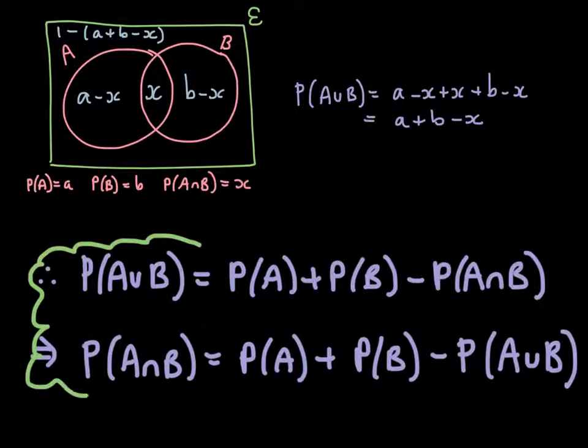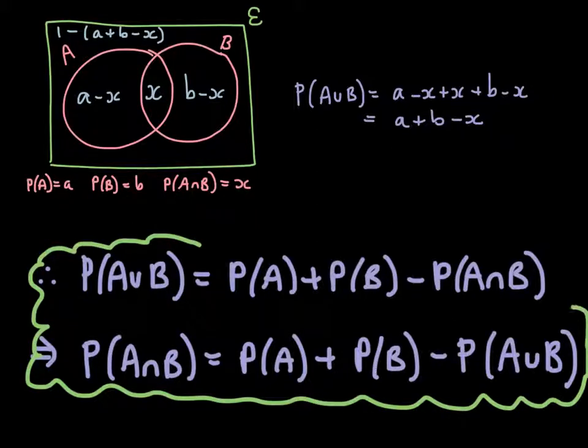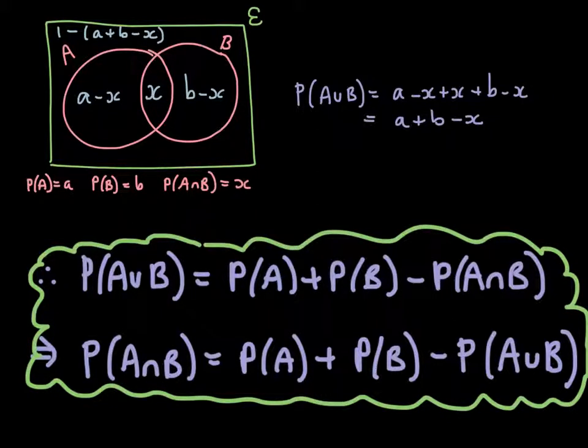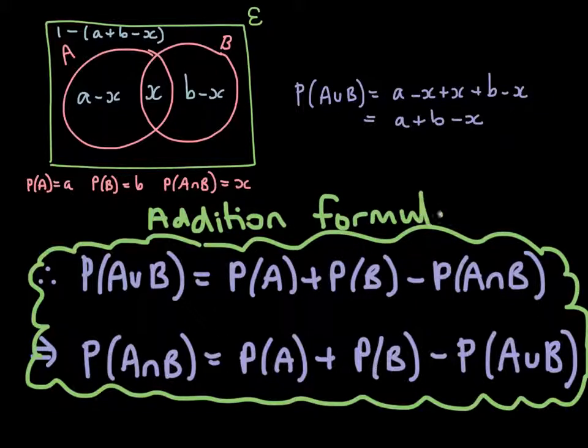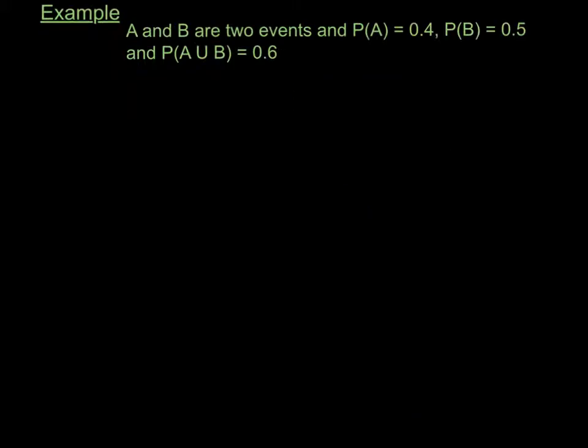So these are two really important formulas for you to memorize and learn and remember, and they're called the addition formulae in statistics. If you know where they come from and understood that proof, it'll make it easier for you to understand it. So this next example is a good example to show how we can use that formula to solve a problem. We're told A and B are two events, probability of A is 0.4, probability of B is 0.5, and the union is 0.6.